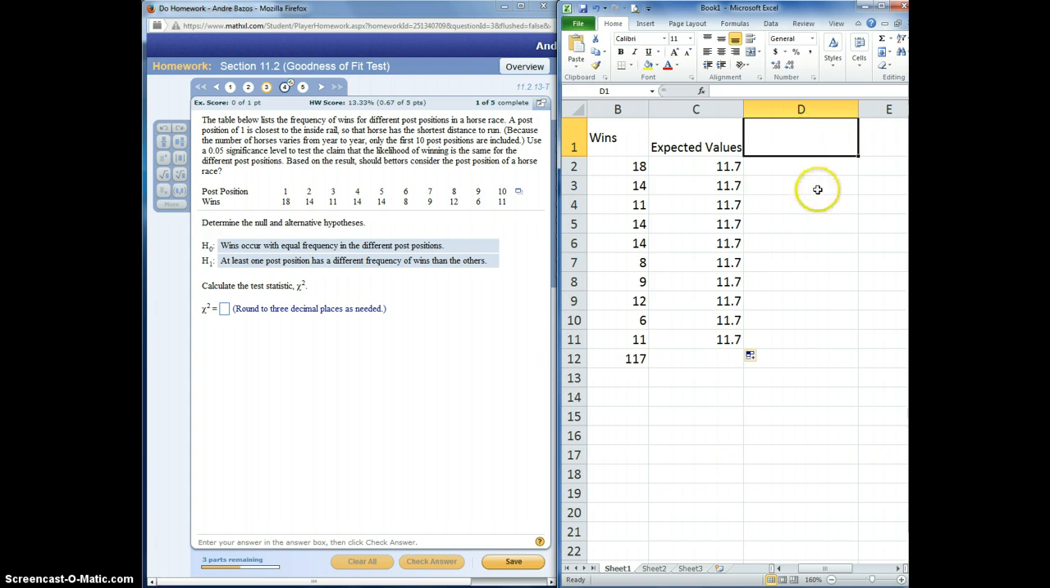Now I want to calculate the chi-squared test statistic. To do that, I will do a bunch of formulas all in one. I'm not going to take it step by step, but I'm going to use parentheses. I'm going to take my observed minus the expected, in those two parentheses.